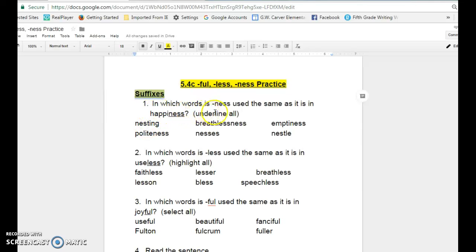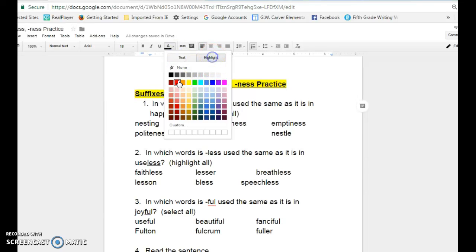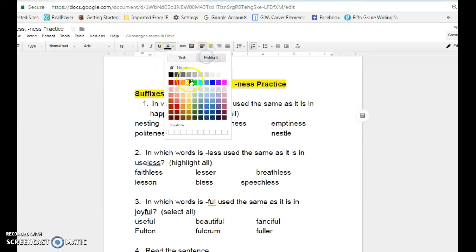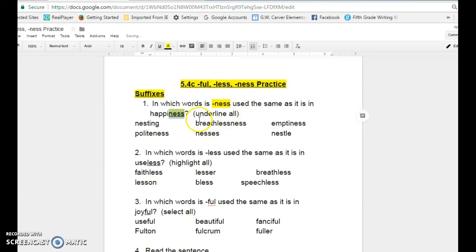Number 1, in which words is ness used the same as it is in happiness? So we are looking at the suffix, ness. And where is it used the same as it is in happiness? I am also kind of testing you on these to see if you are paying attention to directions. It says in order to choose it, you need to underline all of the answers. So we need to decide, what does ness mean in happiness? Well, we know from our word study that happiness is a state of being happy. So we're going to underline all the ones where it means a state of being, whatever it is.